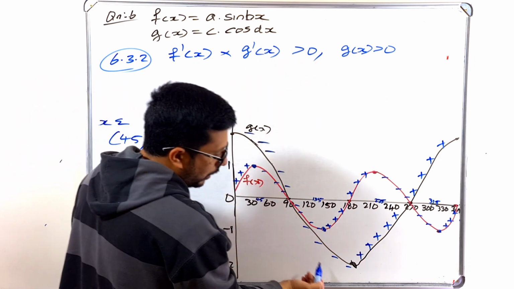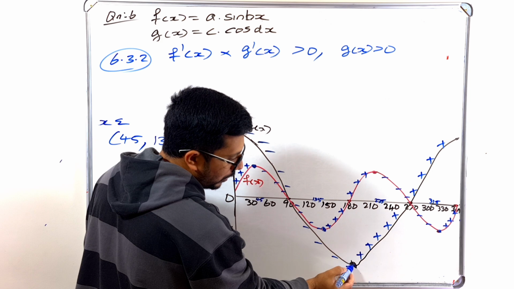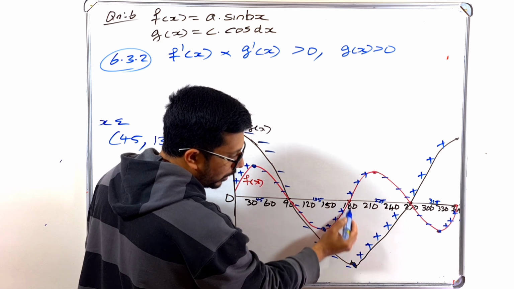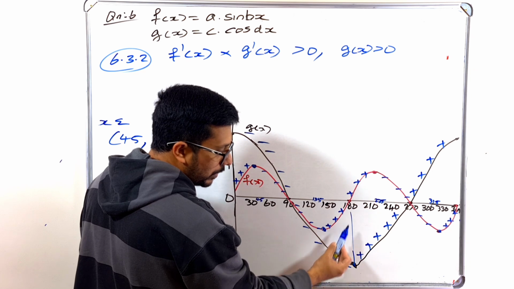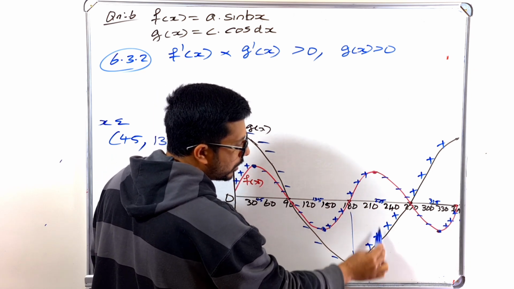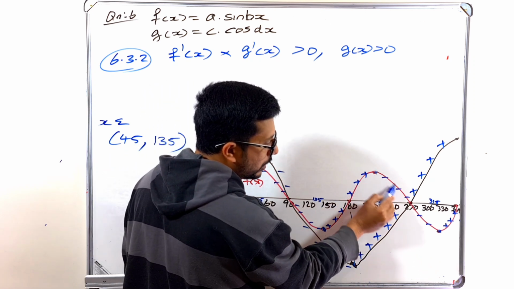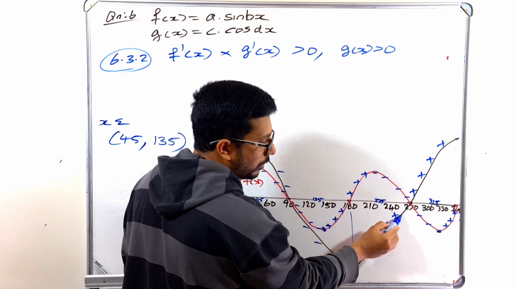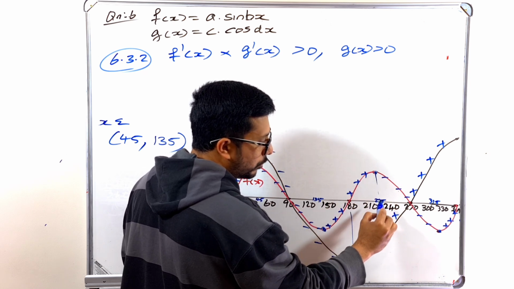Then here negative, positive, we don't want. But what happened after this point? This point is 180. After 180, positive, positive, positive, up to where? Up to this point, because after this it is negative, and negative times positive is negative. So up to this point, what is the x value? 225.